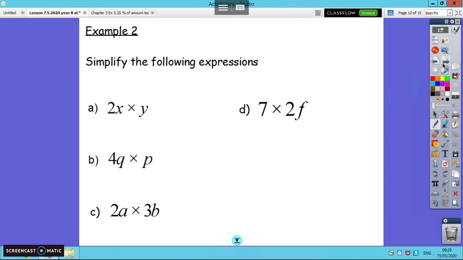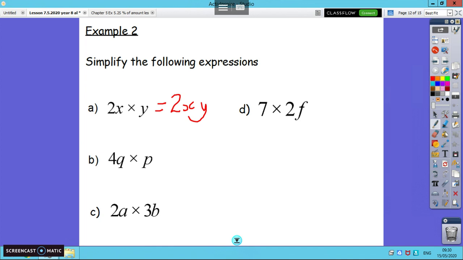Example number 2, now there's 4 things we need to go through here. Now, first one, part a, 2x times y. Now we know the number always comes first, so 2. And then we've got x and y. Now, which way round should that go? Should it go yx or xy? You've got to think alphabetically what should happen. Well, we know in the alphabet, x comes before y, and so it's going to be 2xy, and we get rid of that times sign.